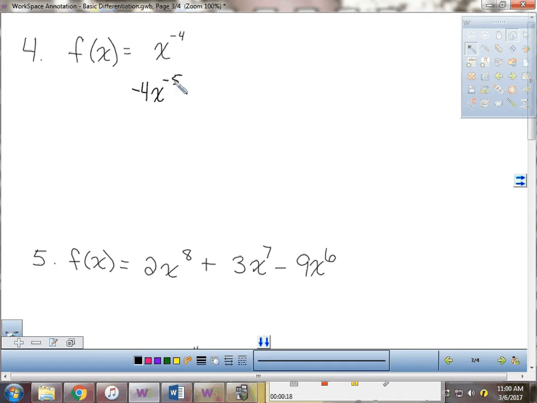Now, we do not leave negative exponents. So remember, all you have to do is change the sign it's on. If it's in the numerator, put it in the denominator. That changes the power to be positive. So this would be negative 4 over x to the positive 5. So this is in the numerator, move it to the denominator. So f prime of x is equal to negative 4 over x to the 5th.